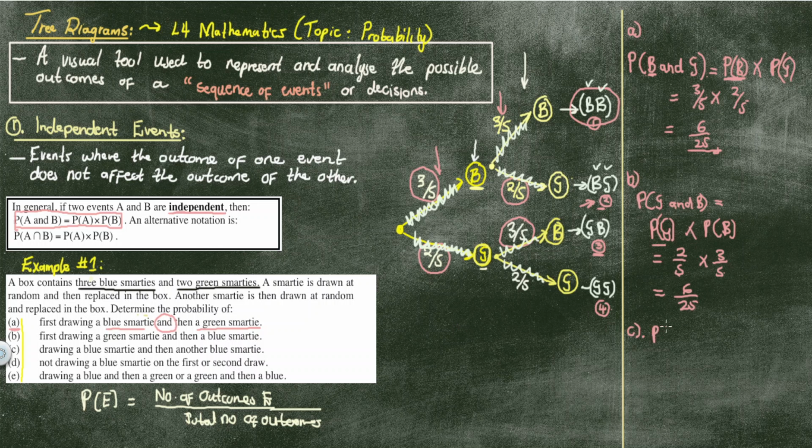Then we come to C, drawing a blue smarty then another blue smarty, blue then blue, branch number 1. So the probability of blue and blue is equal to the probability of choosing a blue first, multiplied by the probability of choosing a blue second. Choosing a blue first is 3/5, multiplied by choosing blue second, which is 3/5 again. 3 times 3 is 9, 5 times 5 is 25. If you use the calculator, you should get the same answer as this one.